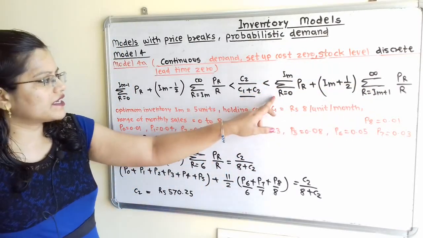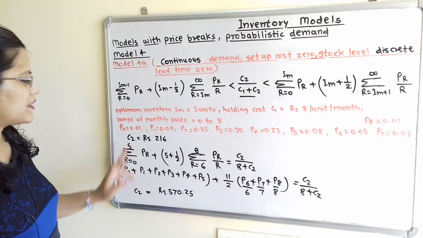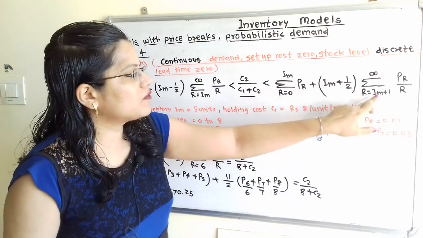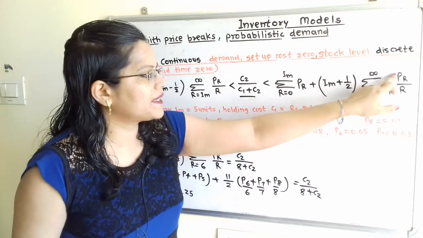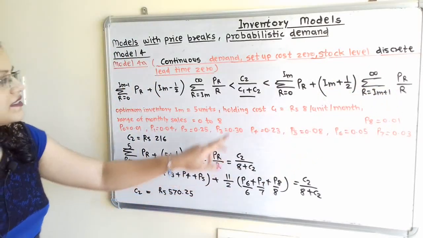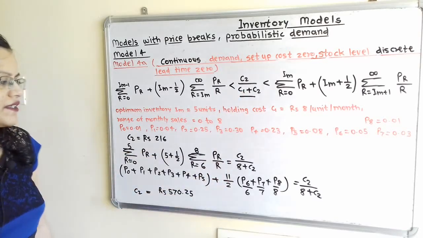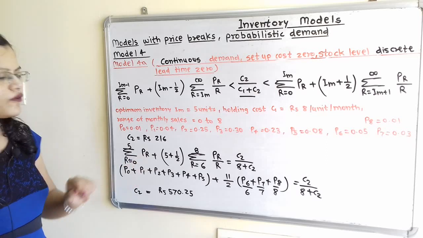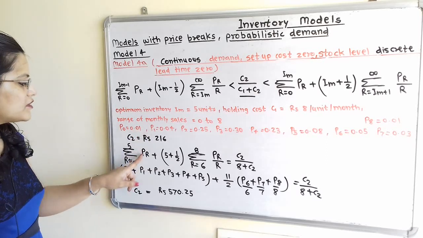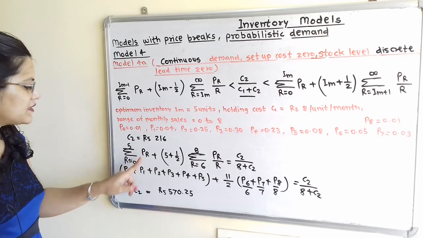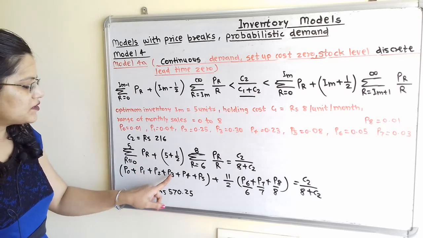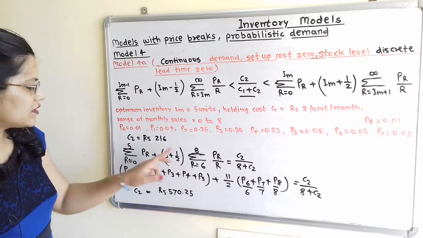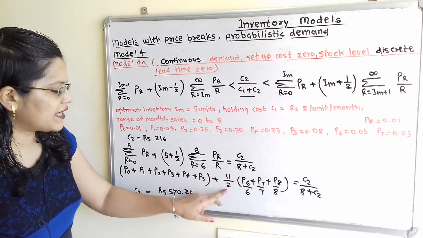So we will consider R is equal to 0 to Im, that is 5, P_R plus 5 plus half, R is equal to 5 plus 1, that is 6 to 8, P_R by R. And we will take the equal sign, C2 divided by C1 plus C2. Now we will consider R is equal to 0 to 5, P_R. So we have to add this probability from 0 to 5, that is P0 plus P1 plus P2 plus P3 plus P4 plus P5. Bracket complete, plus now 5 plus half, that is 11 by 2.